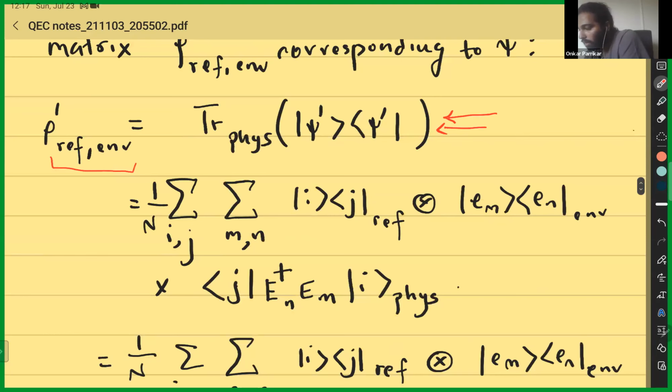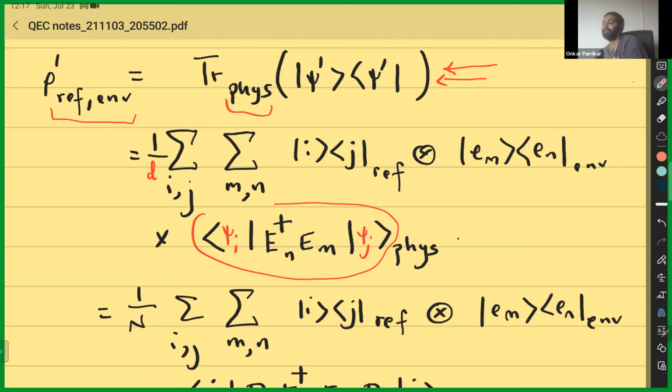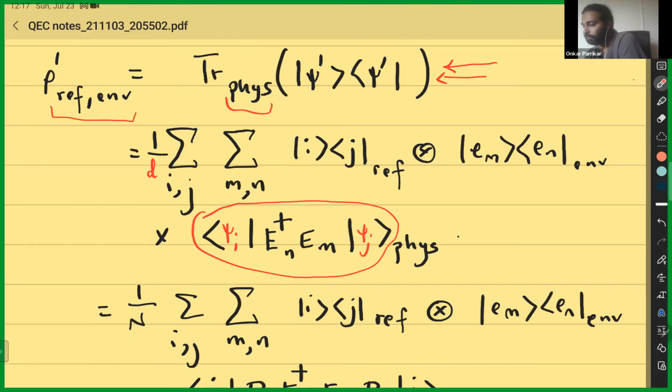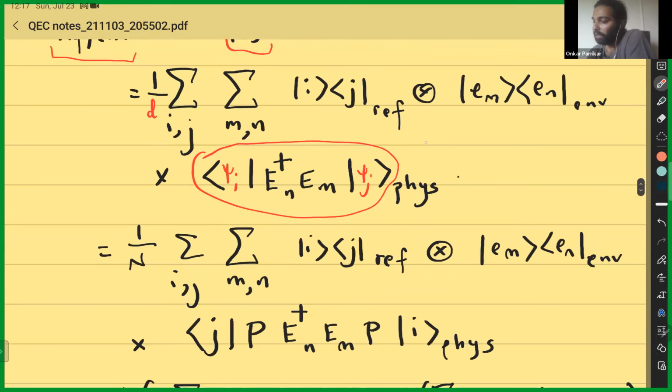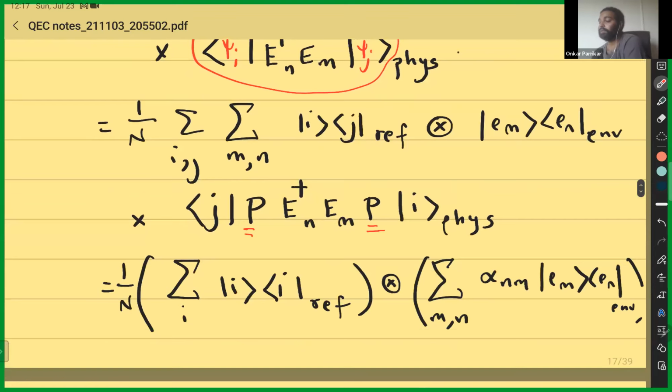When you do that, what you will get is this. I hope this is clear. All that has happened is that we have traced over the physical part of the Hilbert space, so the physical factor has gotten converted into a number, this particular correlation function, and everything else is as it is. But here we can use the Knill-Laflamme conditions, because both psi i and psi j are elements of the code subspace. So in other words, I can just introduce this projector for free.